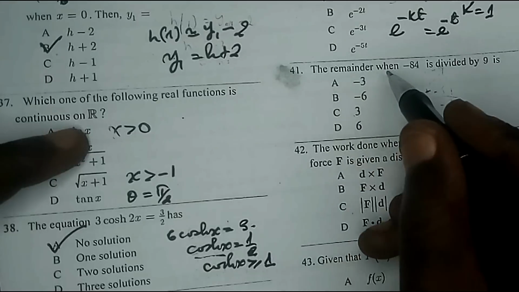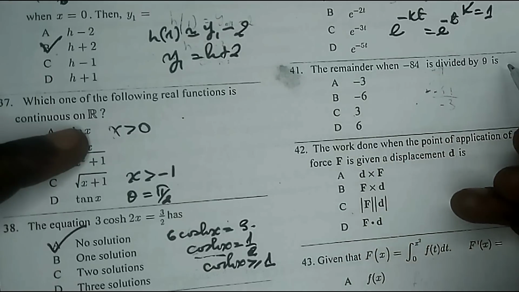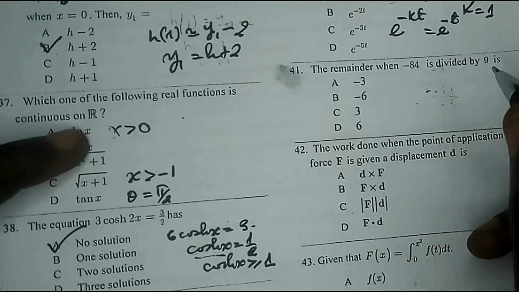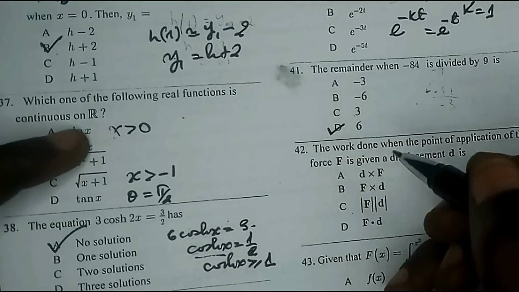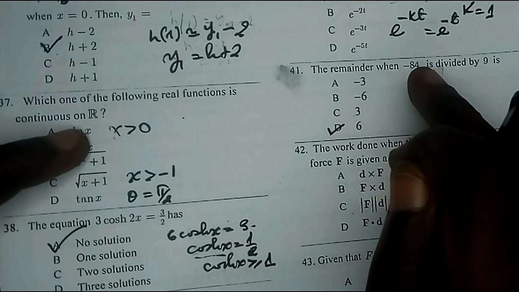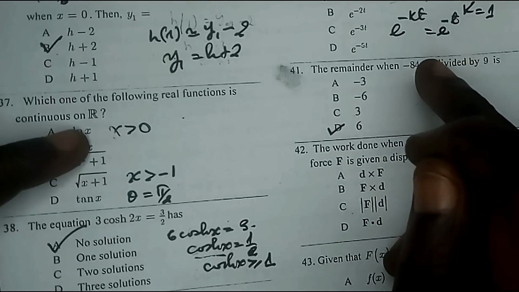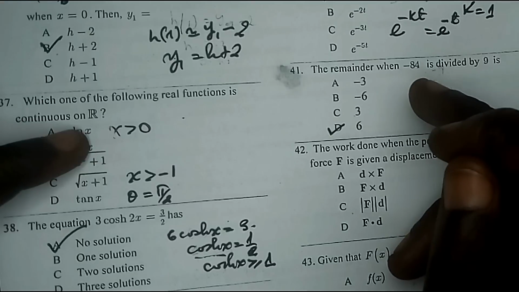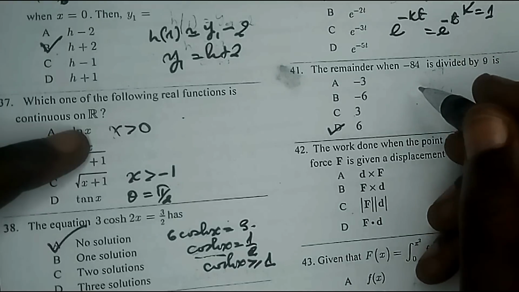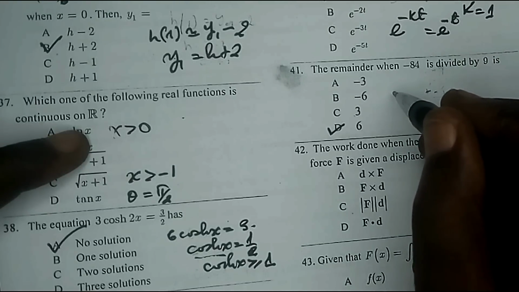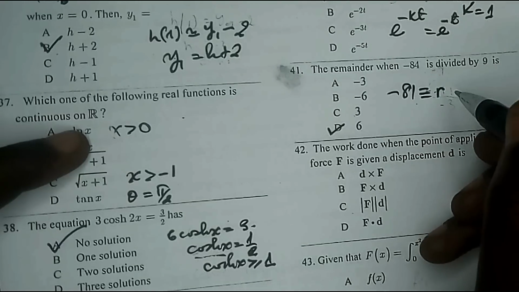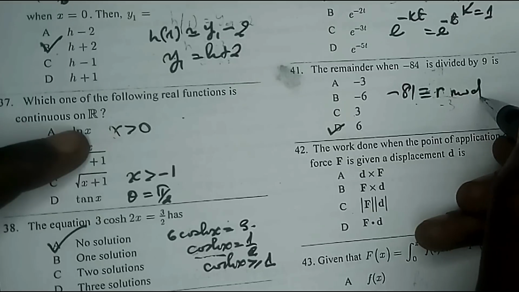41, the remainder when -84 is divided by 9, should be D. Simply get a multiple of 9 that is more than 81 and then subtract 81 from it. So -84 plus 90, actually we're using the congruence properties. So we should be talking of -81 being congruent to a certain value in modulo 9.